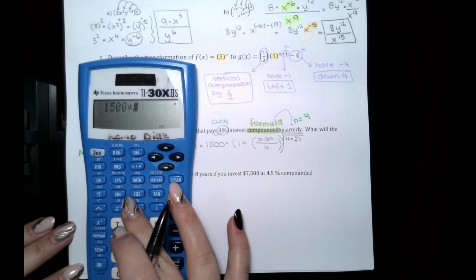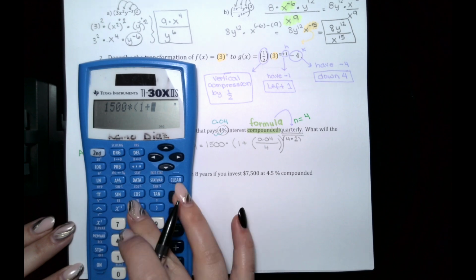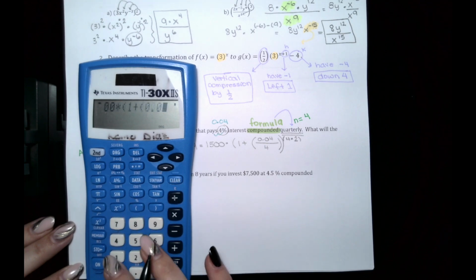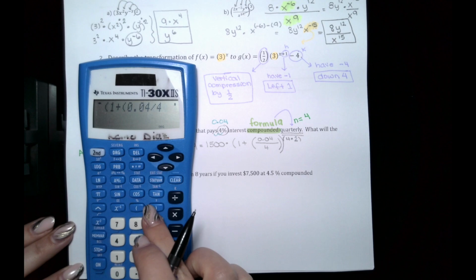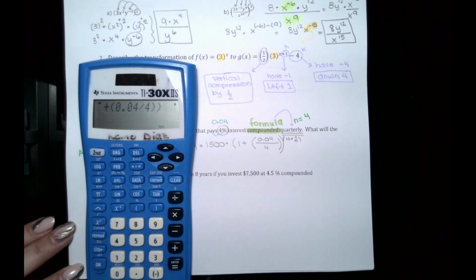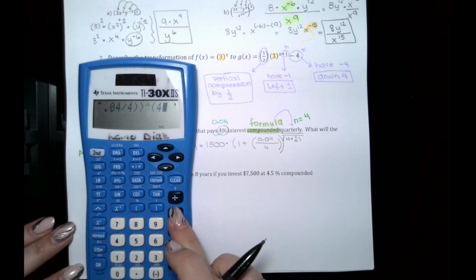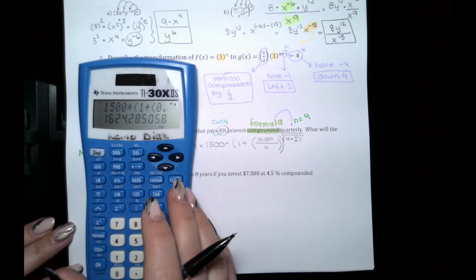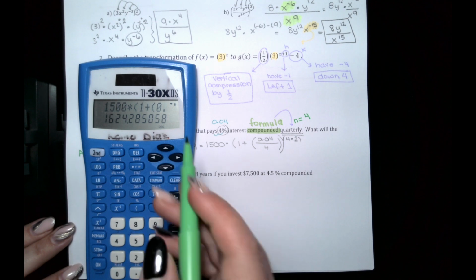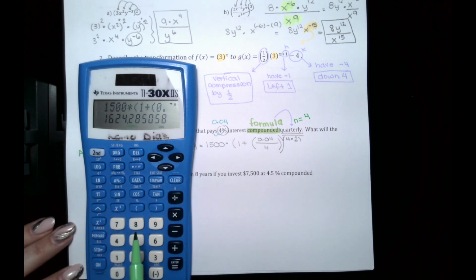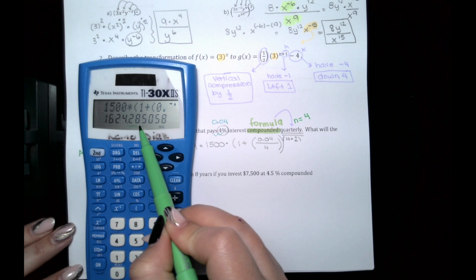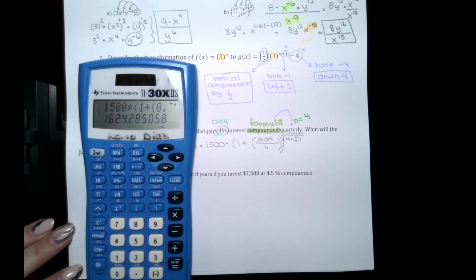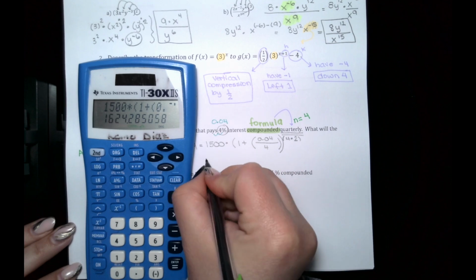1,500 times, open, 1 plus, open, 0.04 divided by 4. Now be careful here. Close it. Then you're going to do a caret. Be careful here. You're going to open up parentheses. 4 times 2. Close it. Equals. Now because we are talking about money, we want to be careful how we're rounding. Money is 2 decimal places, but we want to always look at the next number. If this number is 5, 6, 7, 8, or 9, then we round up. So for us, we are going to round up.